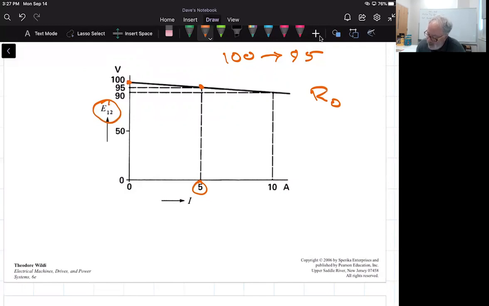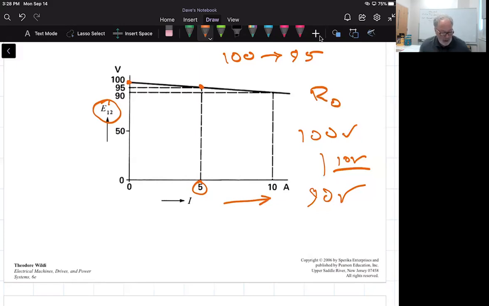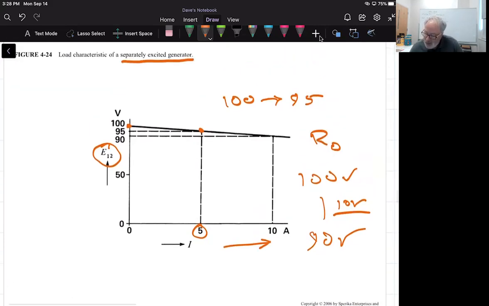If we continue and get to 10 amps of current, then we go from 100 volts to 90 volts, so we drop 10 volts across there. What we're seeing is that the greater the load, the greater the load current, the greater the voltage drop that occurs internally in the machine. And we're going to see that the characteristics of that drop will vary based on the type of field connection that we have. This one is specific to a separately excited generator.